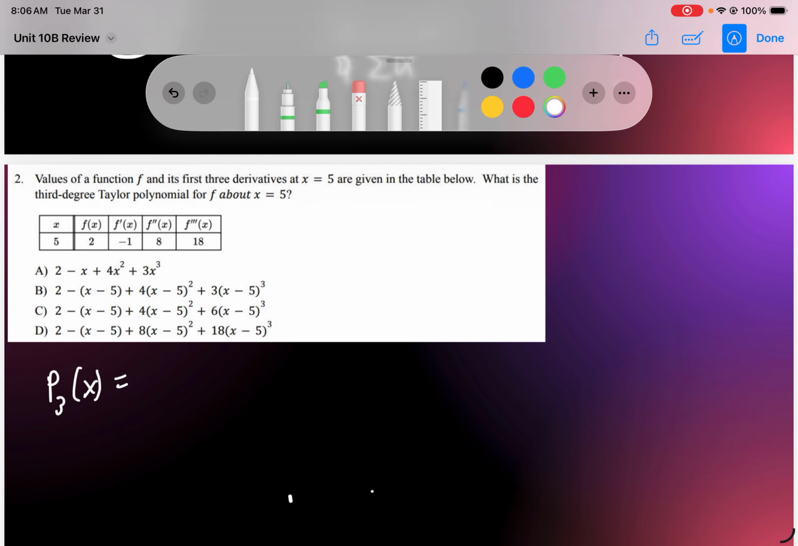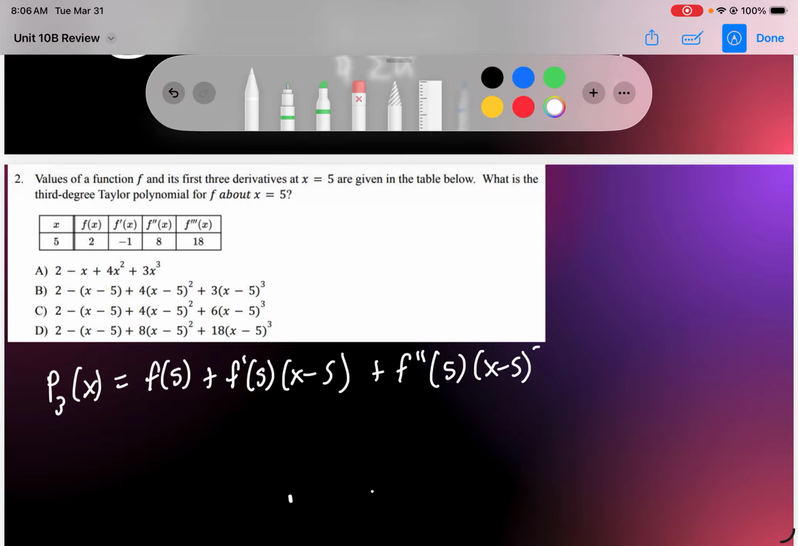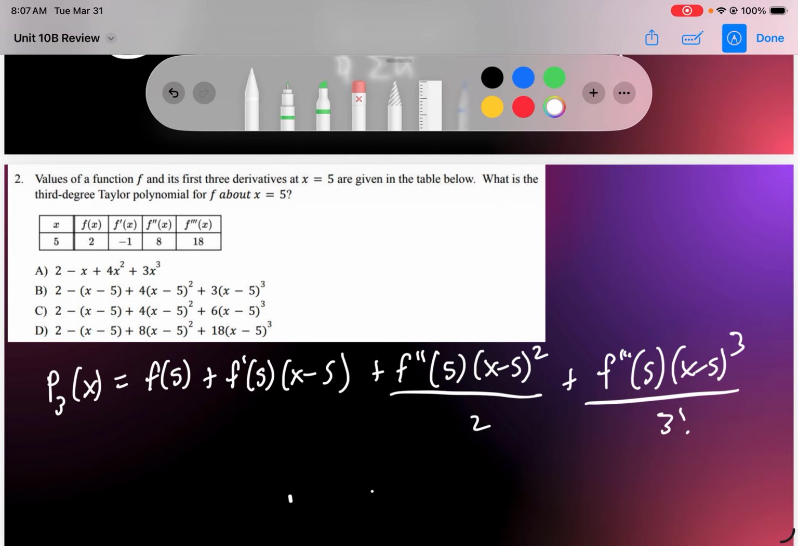So P sub 3 of x would be equal to the function value at 5, plus the derivative value at 5 times x minus 5, plus the second derivative at 5 times x minus 5 squared over 2 factorial, or just 2, plus the third derivative of f at 5 times x minus 5 cubed over 3 factorial. We have to memorize this pattern. That'll help us get questions like this on the test correct.